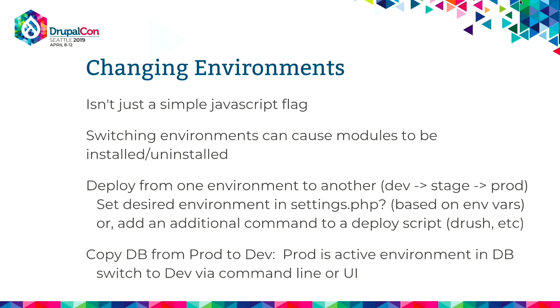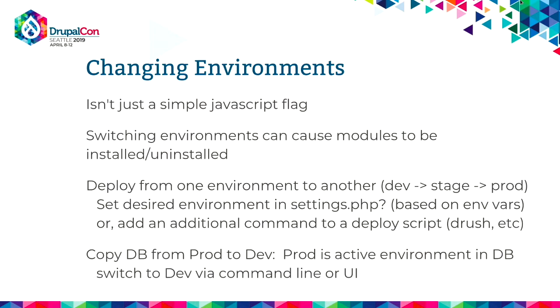And so the two workflows that we're looking at: the first workflow is really the 80% use case of deploying from dev to stage to prod, which is what CMI1 was all about solving. So here you would set the desired environment, maybe in settings.php based on environment variables, or you add a new command to your deployment script, like a Drush command. So at the same time that you're doing your update DB and your config import, somewhere in there you say, hey, make this site prod, and then when it does the import, you get the prod version of that. And that's a fairly straightforward workflow.